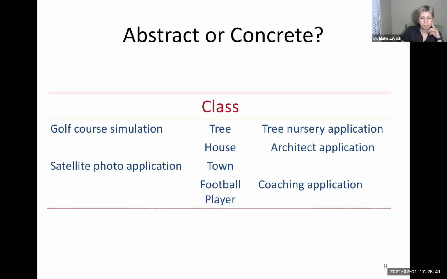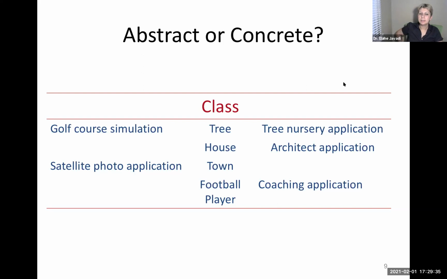In this table, I give you a concept like a tree, a house, a town, a football player. And I give you an application, okay? And I ask you to complete the rest of this table. Let's look at the first example, a tree. In a golf course simulation, let's go from the beginning of my list because everybody has answered the question already. In a golf course simulation, a tree, is it an abstract concept or is it a concrete concept? And remember, if you have to ask what type of tree, that means the concept is abstract. If tree is tree and that's enough information, the concept is a concrete concept.